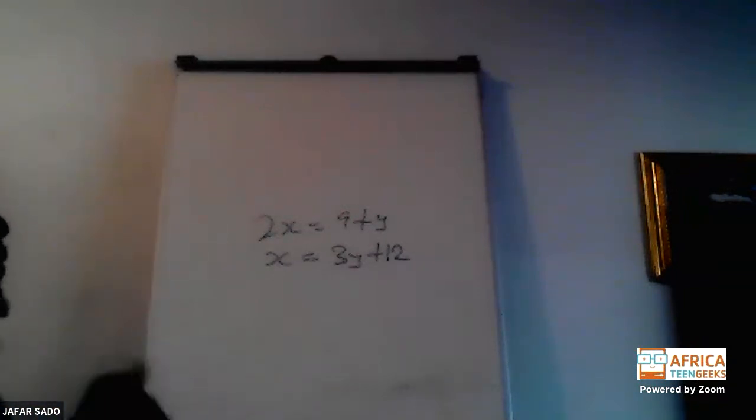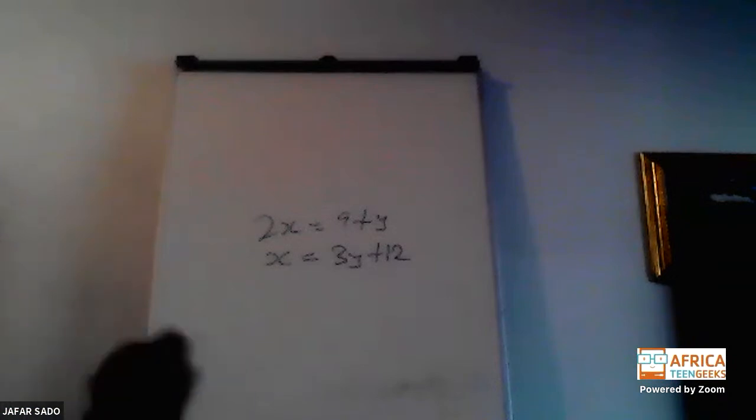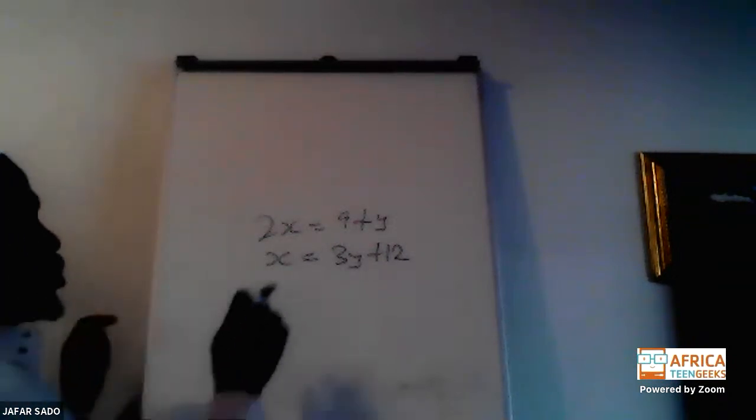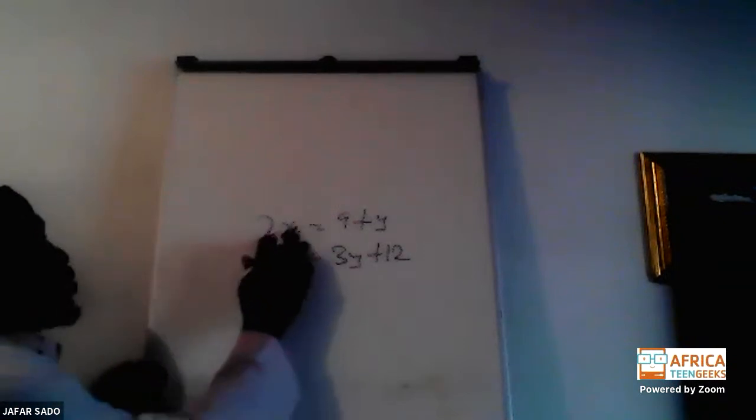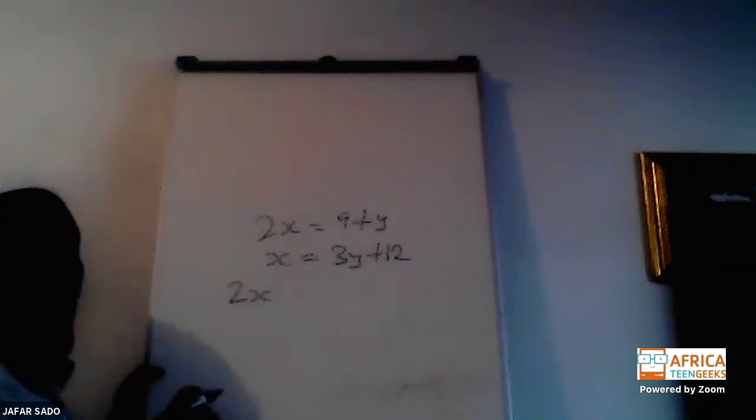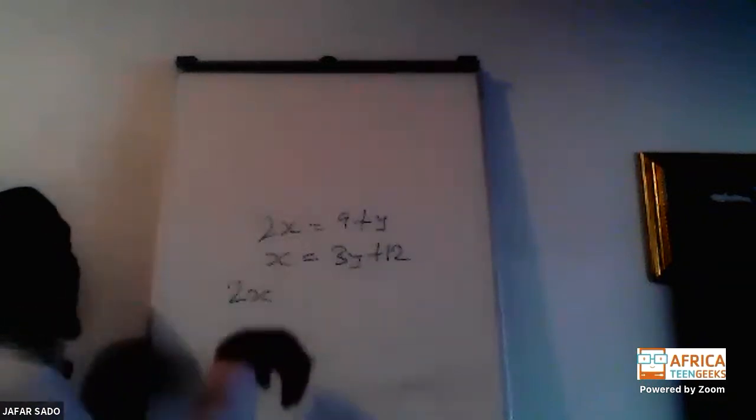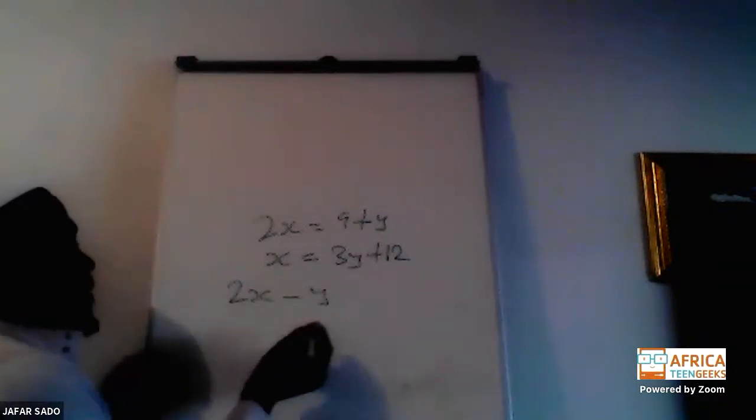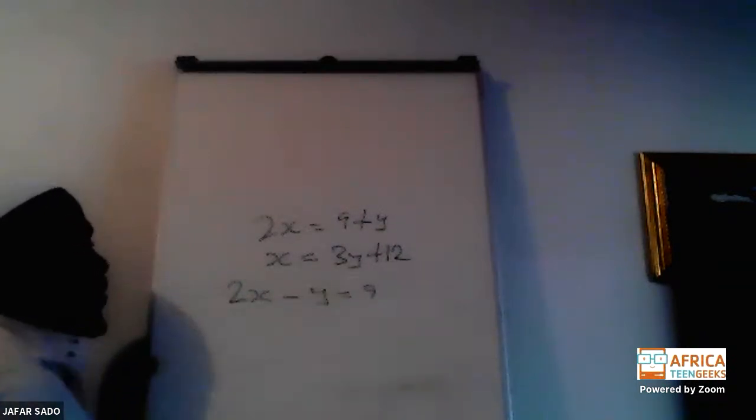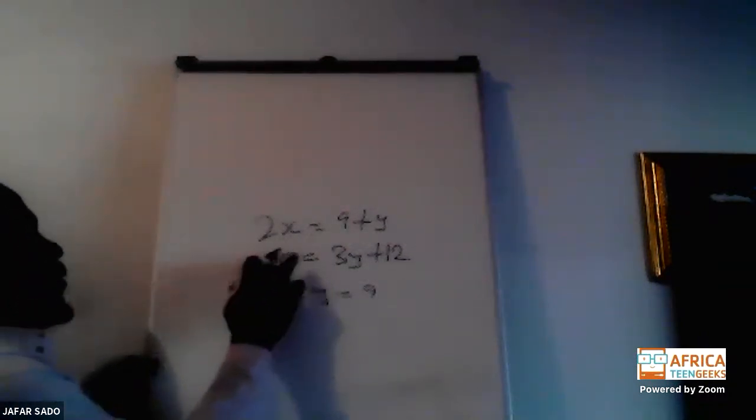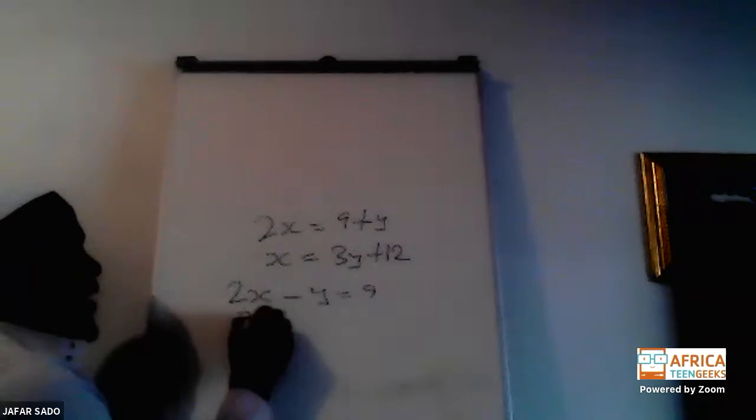So how do we solve this? The first thing, we need to arrange it first, so that we have our x and our y. So let's rearrange. We're going to say 2x, and this y we bring it in with negative y equals 9. You write it properly the way it used to be. Then our x, we have it with our x here.